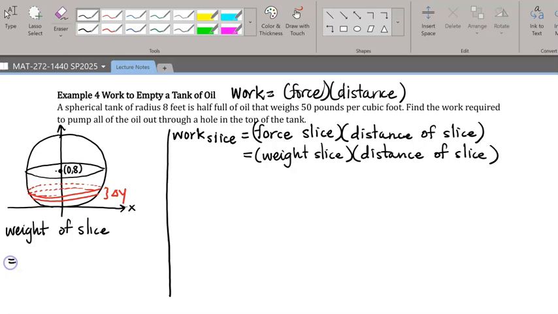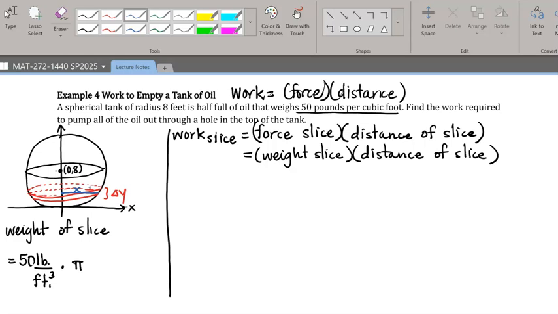They tell us that the oil weighs 50 pounds per cubic foot. A cubic foot is a measure of volume, so that's 50 pounds per 1 unit of volume. What's the volume of our slice? Our slice is a cylinder, and the volume of a cylinder is pi r squared h. So the volume of that slice is pi r squared, where r, the radius of this slice, I'm just going to call x.